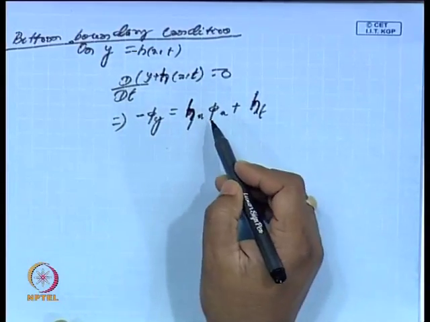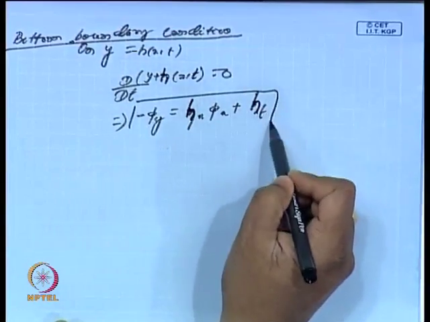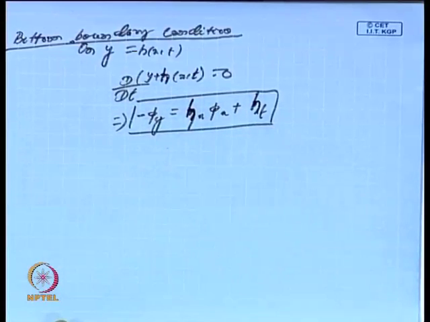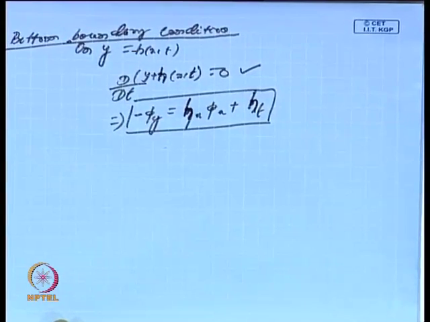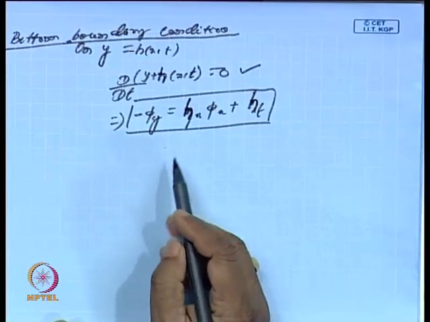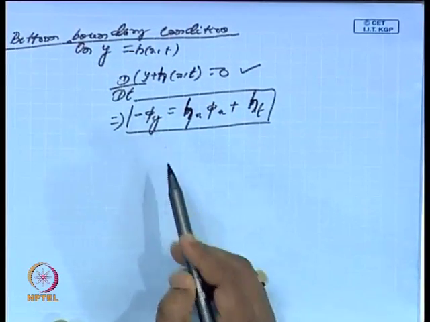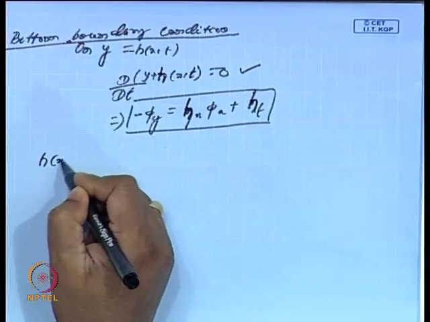Sorry, it is h_x plus s_t. Now, this is from the kinematic condition: by plotting y is equal to eta is equal to minus s, we can get this condition. As we have seen, this is on a fixed boundary, so this will be 0, and on a boundary this condition is satisfied, and this condition we have earlier seen.